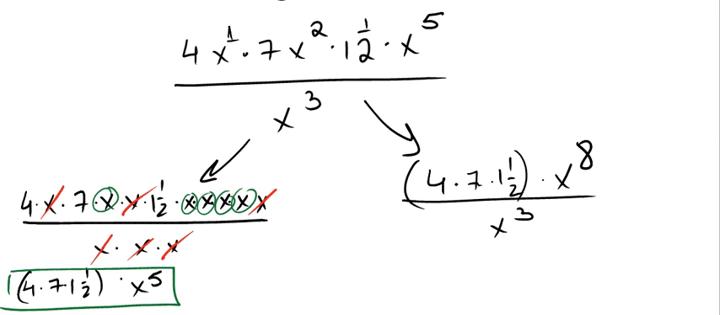And now, if I want to reduce, I can take away 3x's from the bottom with 3x's from the top. So I'd be left with 4 times 7 times 1.5 times x to the power of, if I take away 3x's from the bottom, there's nothing left. If I take away 3x's from the top, I'm left with 5. So x to the power of 5.